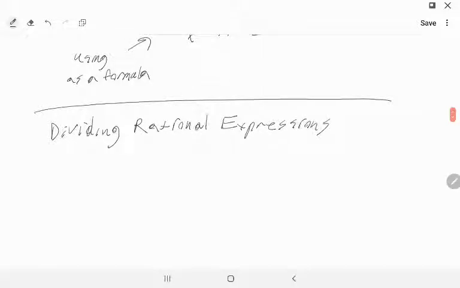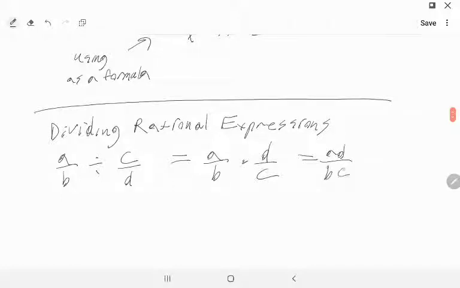Dividing rational expressions winds up being very similar. We recall that if we have a divided by b divided by the quantity c divided by d, that's the same thing as a divided by b times d divided by c, which will be ad divided by bc, as long as b, c, and d aren't 0. So all three of those can't be 0.